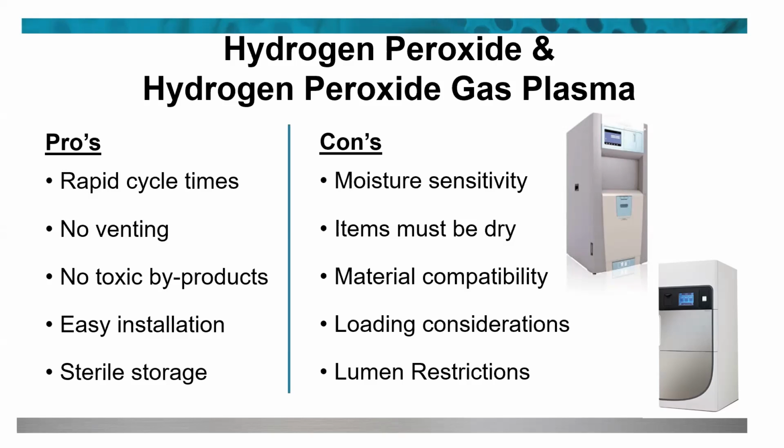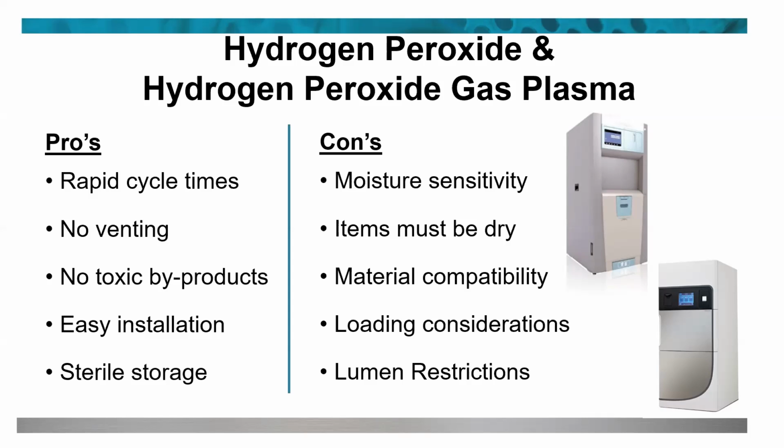And then the loading restrictions. True plasma units have radio frequency coils in the chamber, and vaporized hydrogen peroxide is transformed into plasma through an electrical current through the coil. So we want to make sure that you don't damage any kind of coils in those units. And then lastly, but not least, there are some lumen restrictions on these.